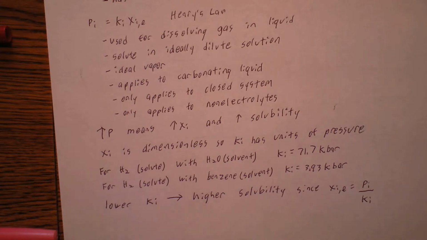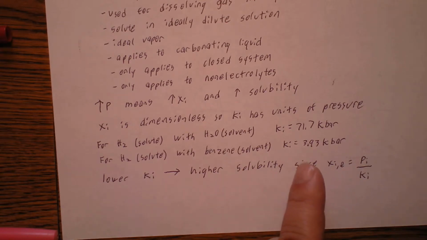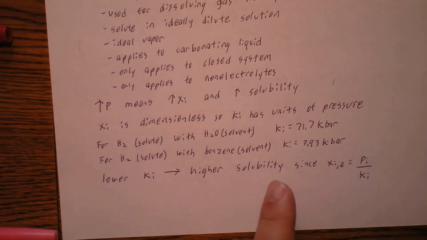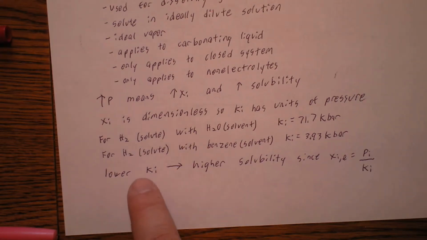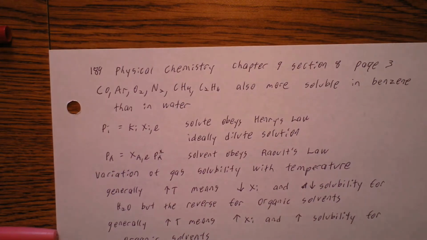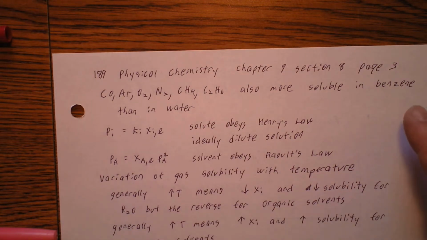Now mole fraction of I is dimensionless, and so the Ki also has units of pressure, just like I said before. Like for hydrogen gas as the solute with water as the solvent, Ki is about 71.7 kilobars. Now for hydrogen as the solute and benzene as the solvent, Ki is only about 3.93 kilobar, 1,000 bars. Remember, though, a lower Ki means higher solubility, because you notice the mole fraction is equal to pressure divided by Ki. Likewise, carbon monoxide, argon, oxygen, nitrogen, methane, and whatever that last molecule is, are also more soluble in benzene than in water.